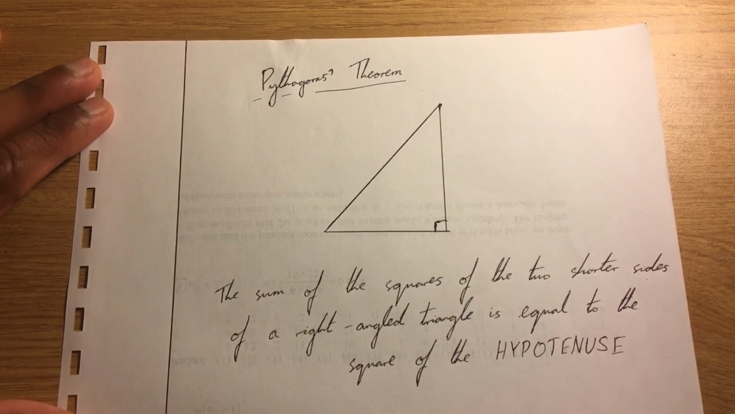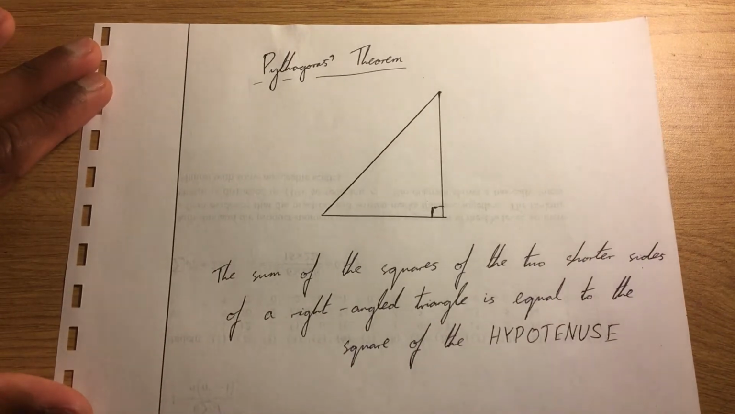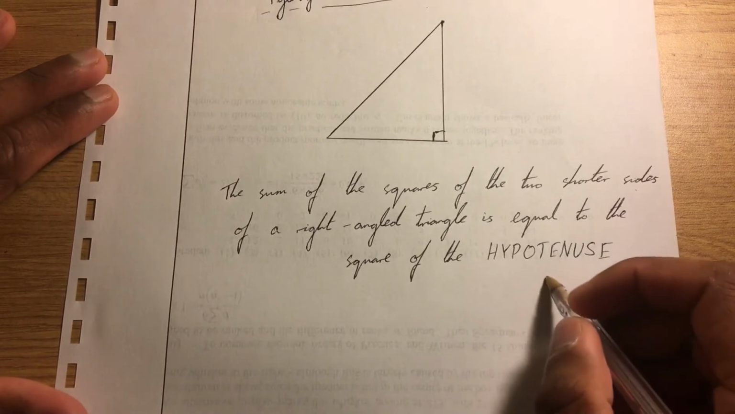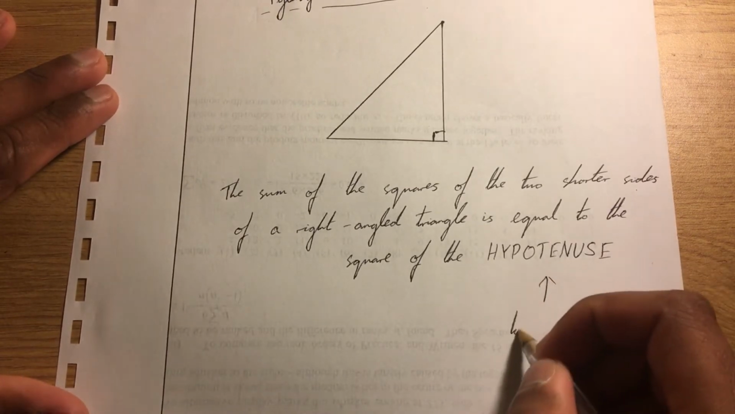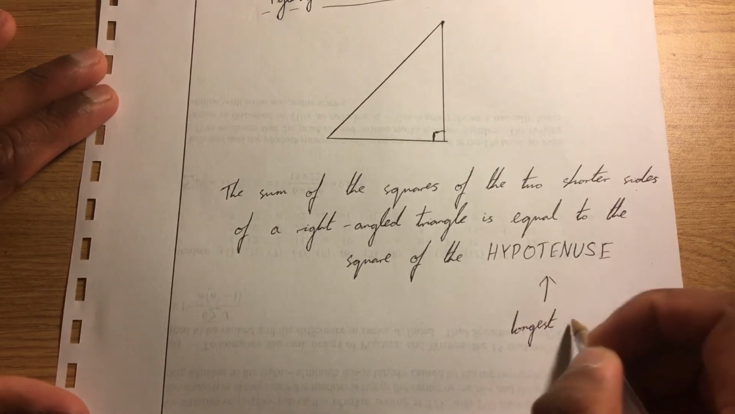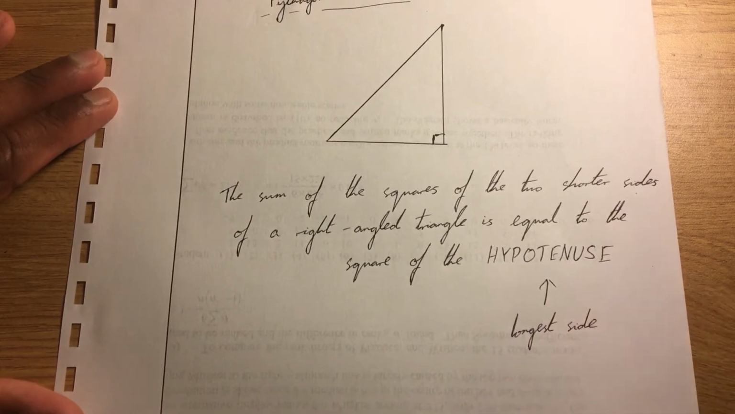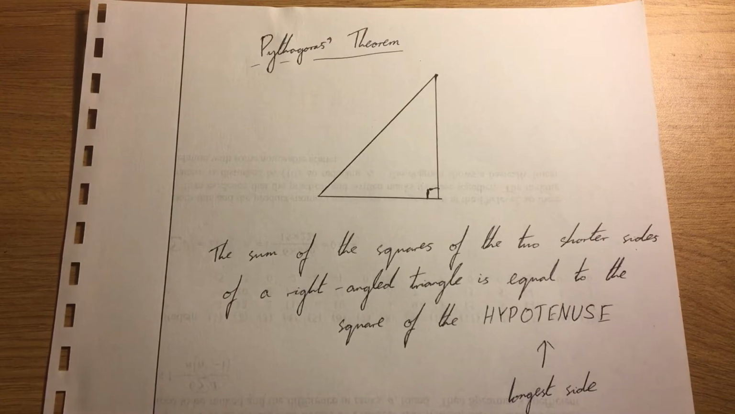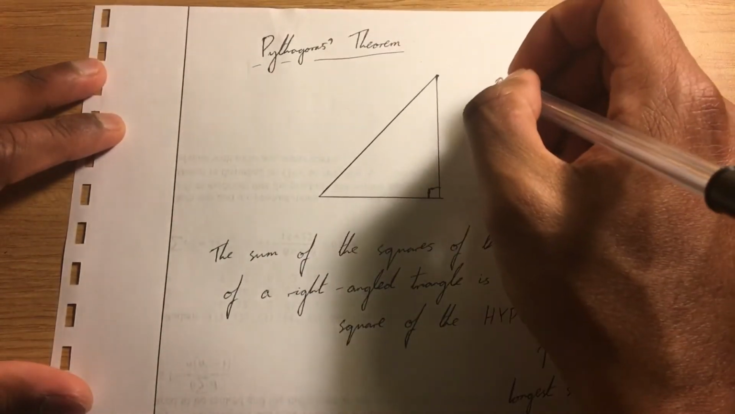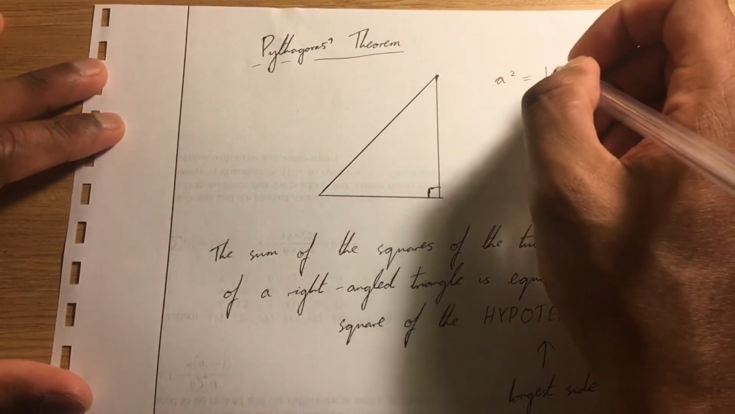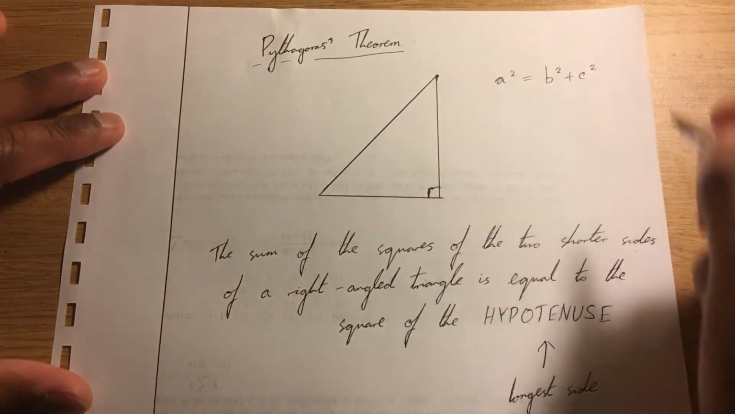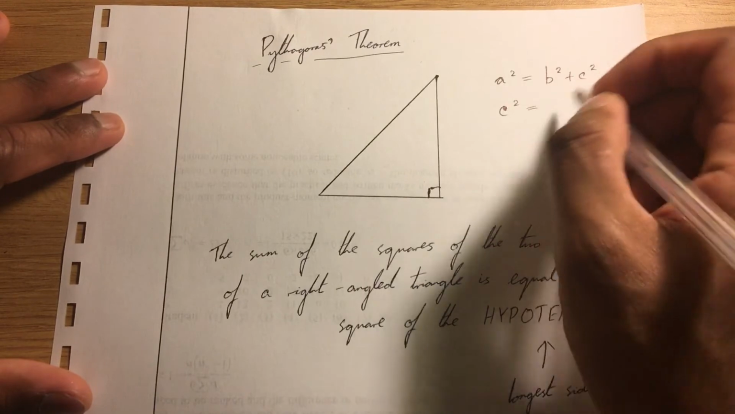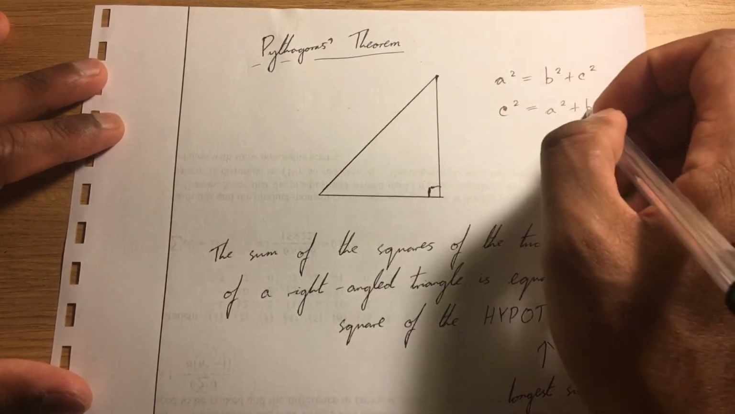So I guess the next question is, what is the hypotenuse? And so the hypotenuse is simply the longest side of a right-angled triangle. Okay? So usually when people go through Pythagoras theorem, what they're usually going to say is a squared equals b squared plus c squared. Or some people might say c squared equals a squared plus b squared.